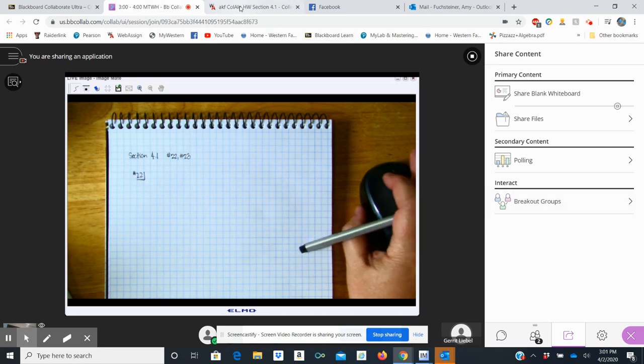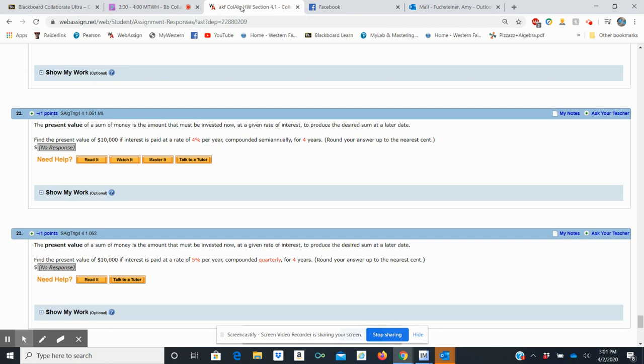The first one, which was number 22, my number 22 says the present value of $10,000 if interest is paid at 4% per year compounded semi-annually.